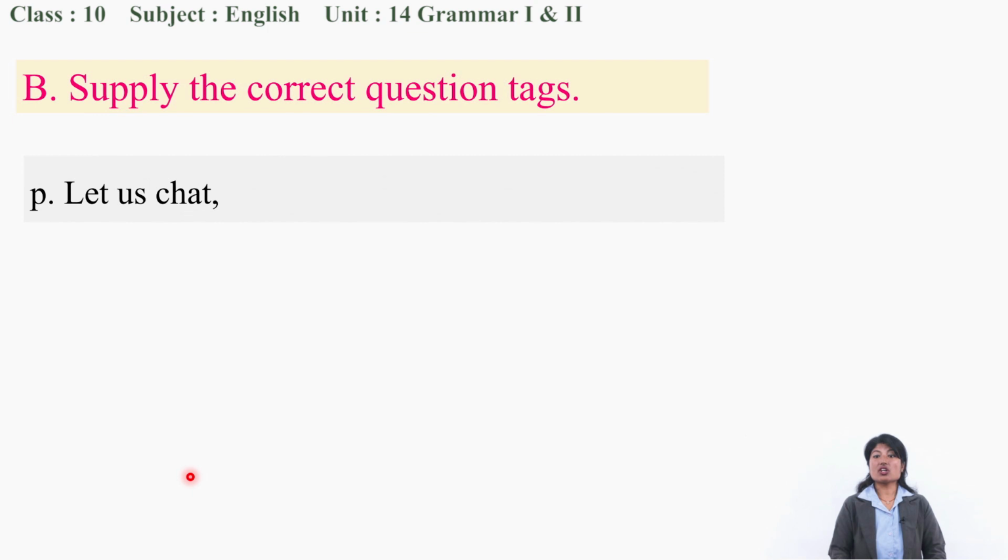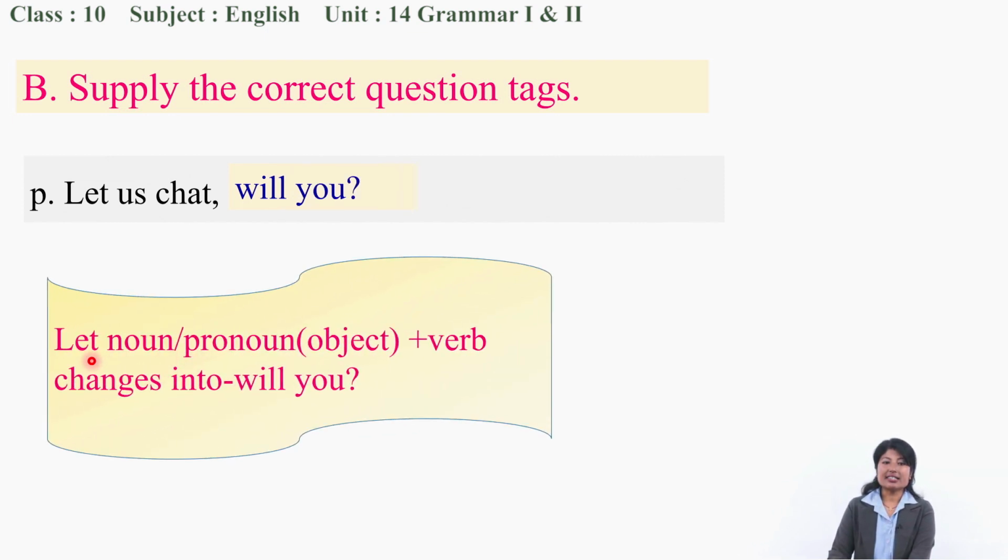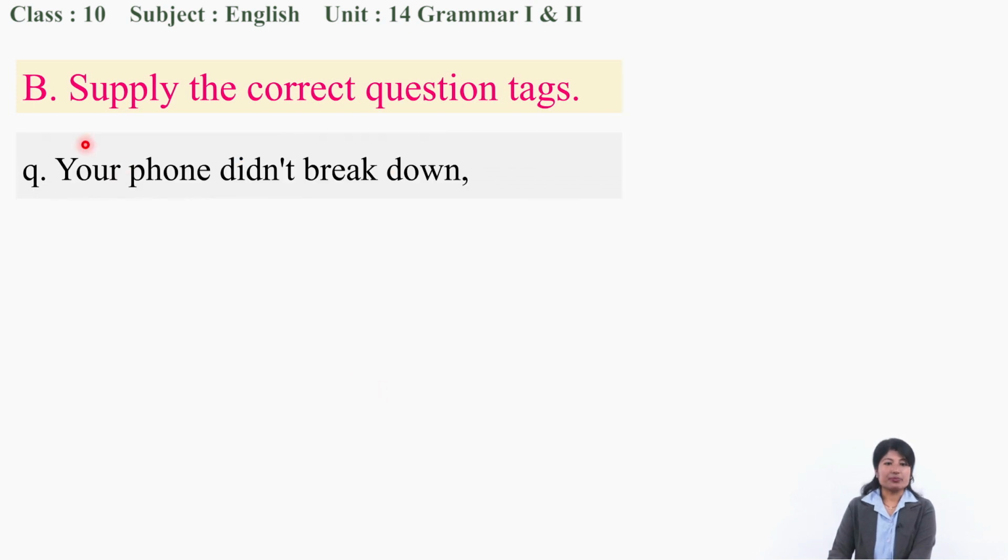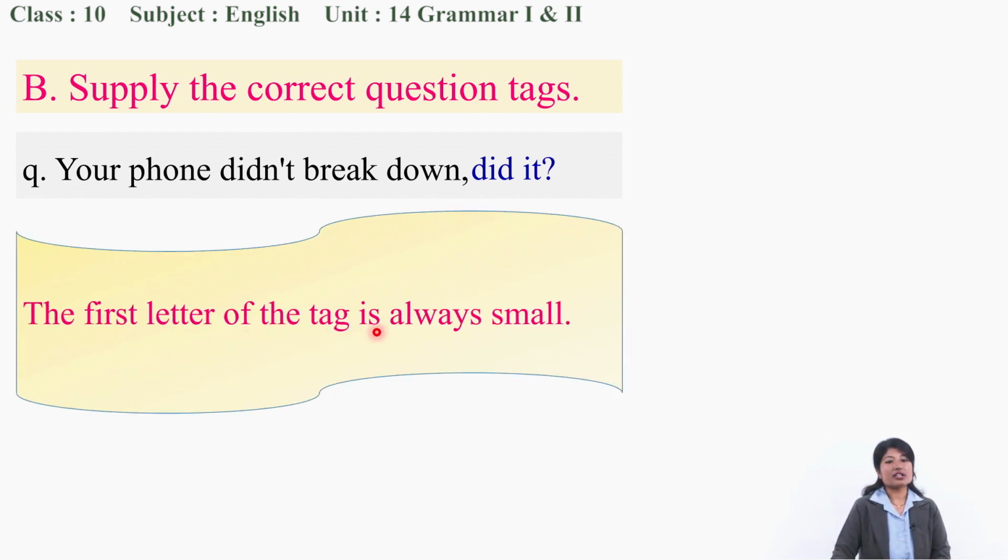Okay, what is there? Let us chat. Do you find a difference between let's and let us? Yes, there's no apostrophe. So "let us chat" will be "will you," not "shall we." So with "let," if there's a noun or pronoun and then a verb, that changes into "will you." Q: your phone didn't break down. So here our tag will be "did it," right? The first letter of the tag is always small. We have discussed something already.